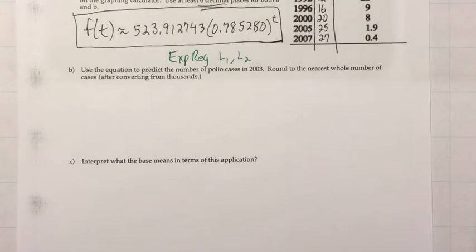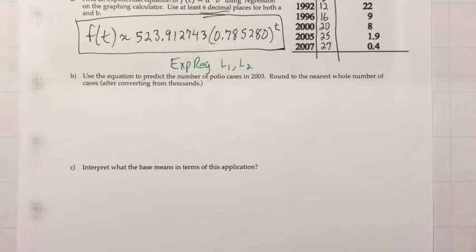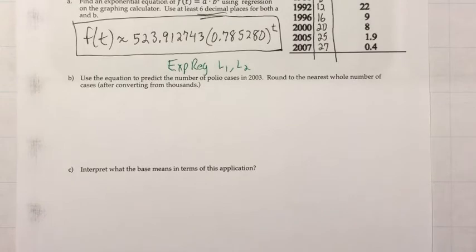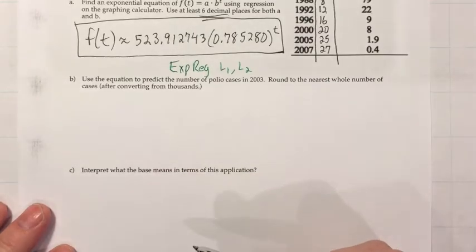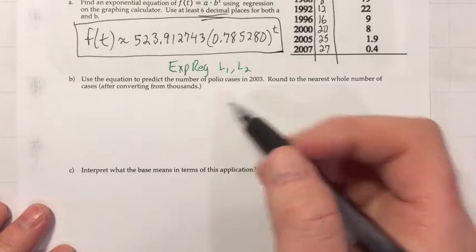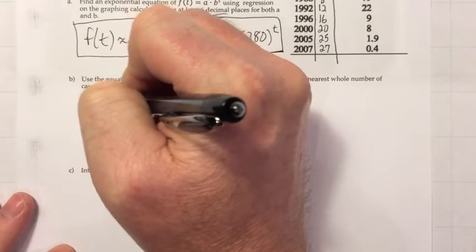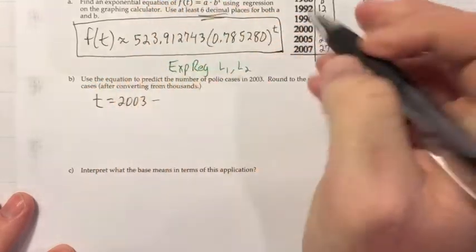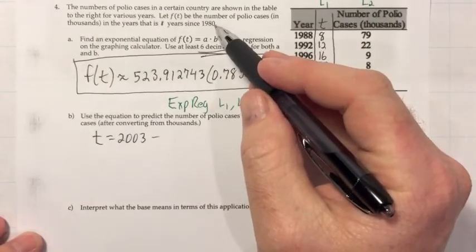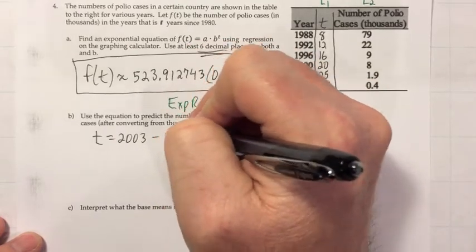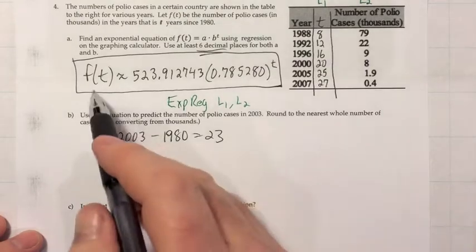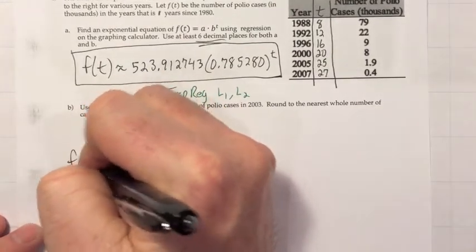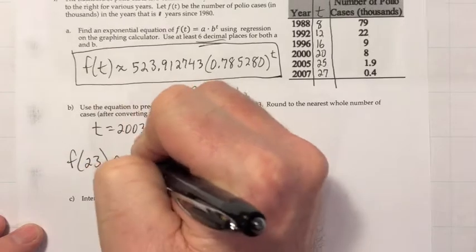All right, so let's use that equation now to predict the number of polio cases in 2003 and round our answer to the nearest whole number of cases after we convert from thousands. So the first thing is to figure out t. So t is the year they're asking about, 2003, minus the start time, which was 1980. So do that subtraction, we get t equals 23. And now we're just going to plug that into our function. So we want f of 23.